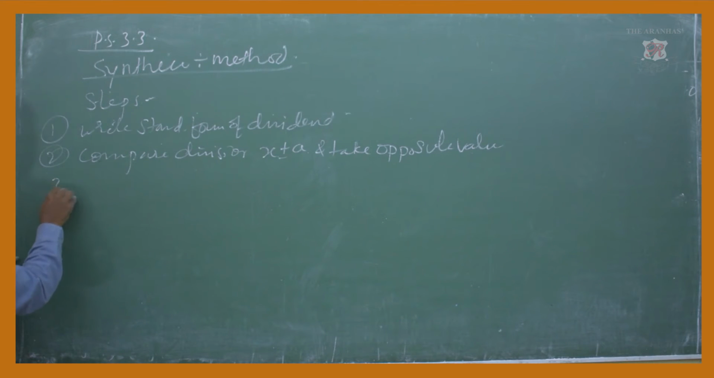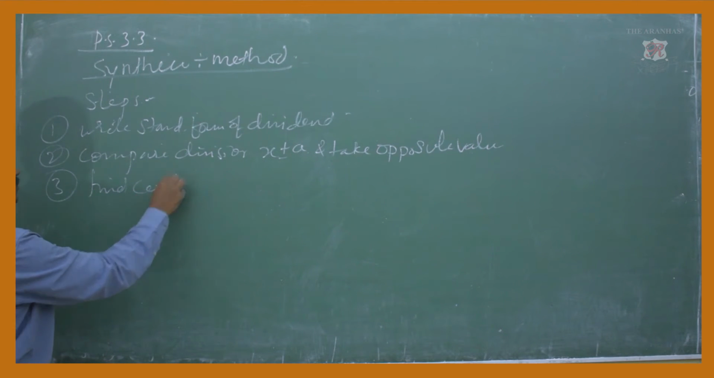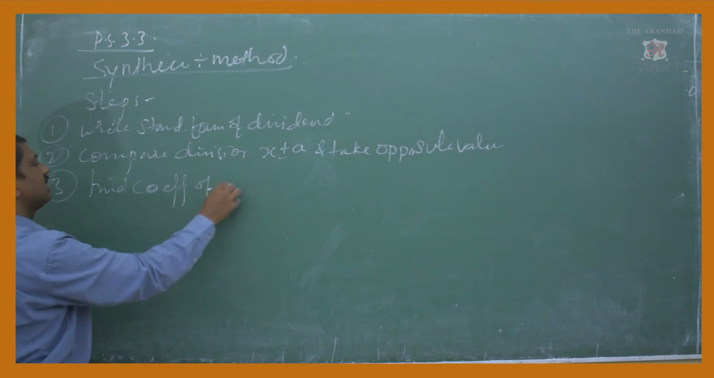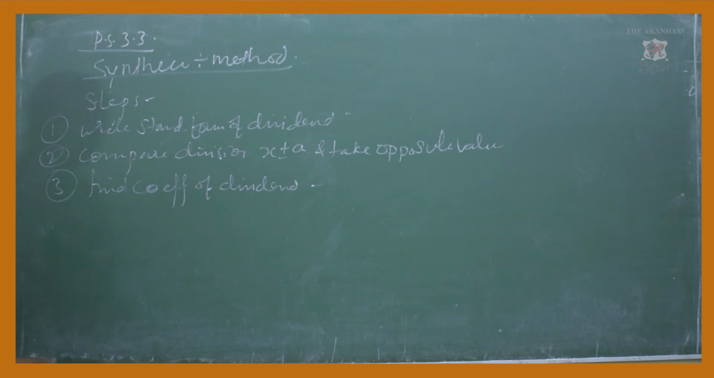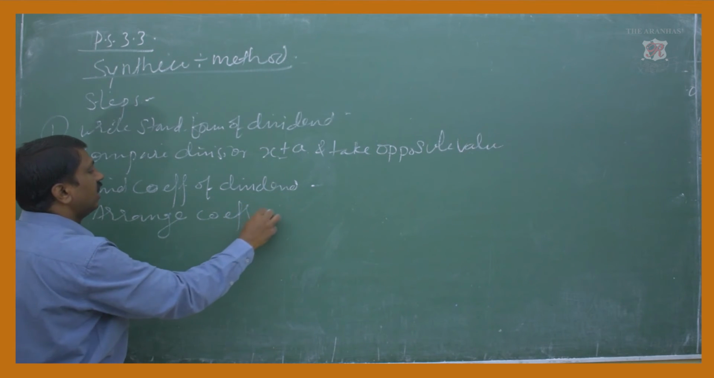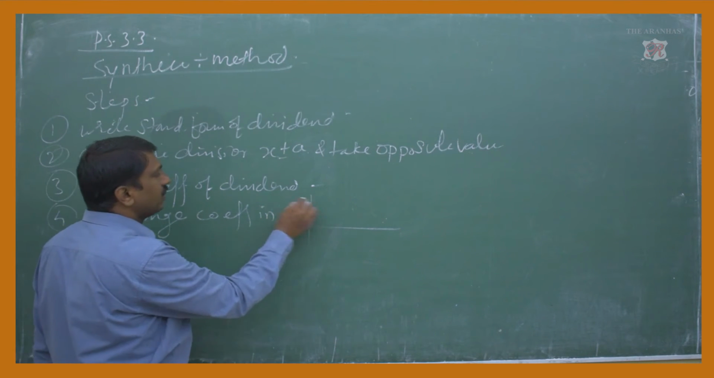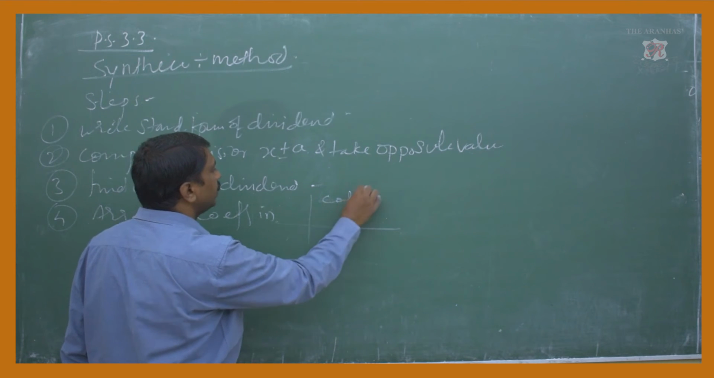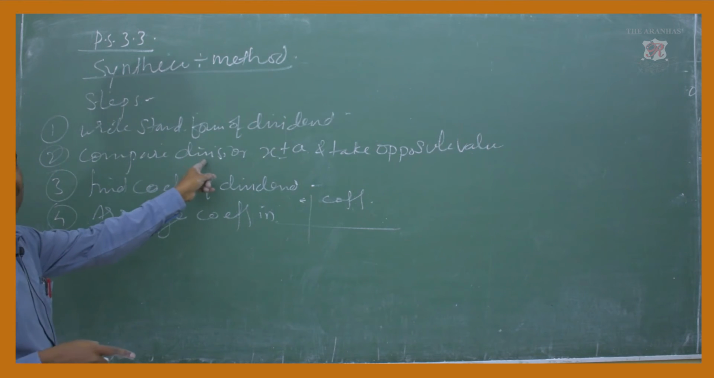Then afterwards, third one, arrange. Here find the coefficient. We have to find the coefficient of the dividend. Which is the dividend? Find its coefficients. And then fourth one, arrange the coefficients in a row. Here you will see these are the coefficients, and the second one is your divisor's value.